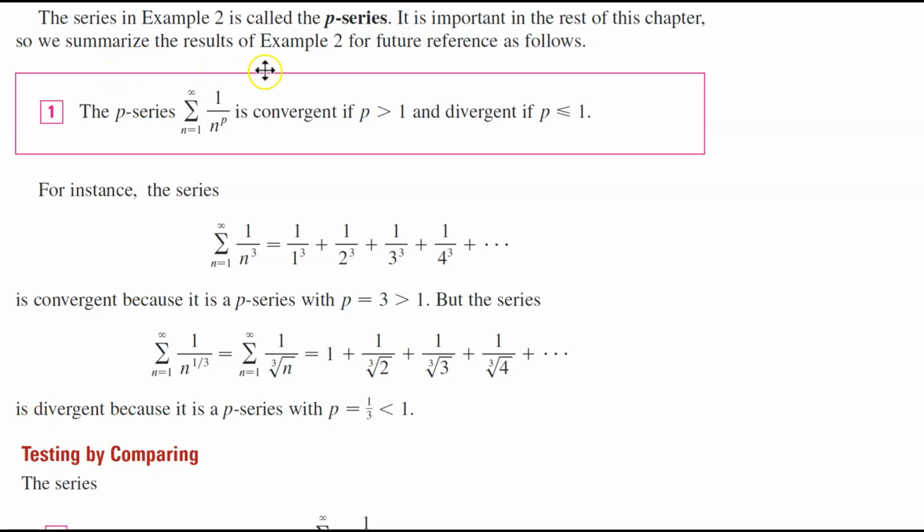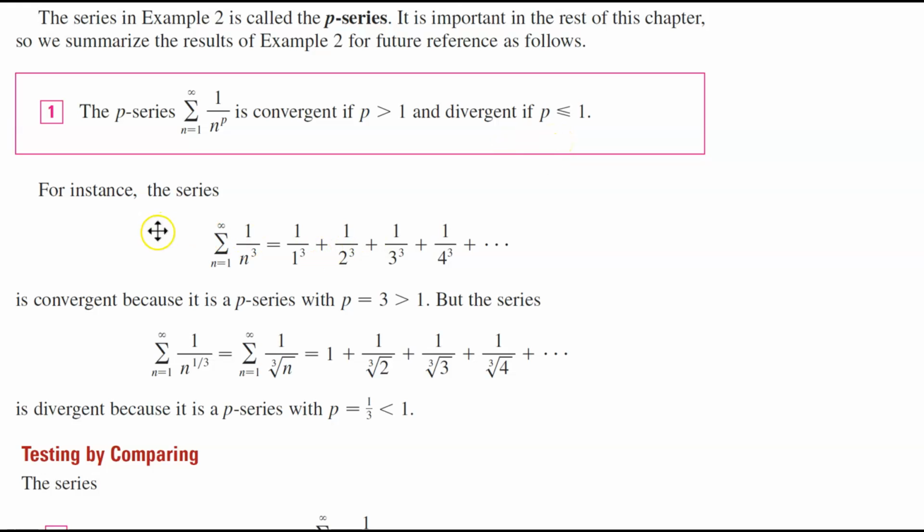The series in example 2 is called the p-series. It is important in the rest of this chapter, so we summarize the results of example 2 for future reference as follows. So for Theorem 1, the p-series, the sum of 1 over n to the p as n goes from 1 to infinity, is convergent if p is greater than 1, and it's divergent if p is less than or equal to 1.